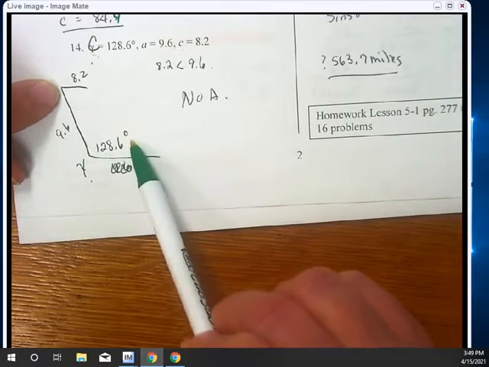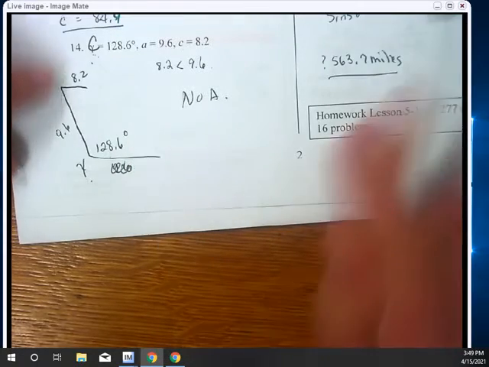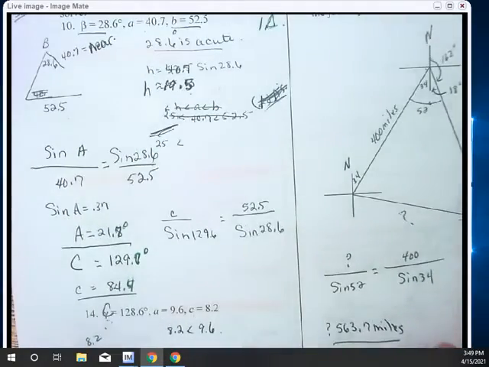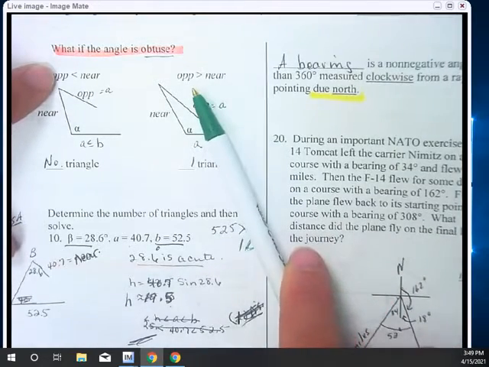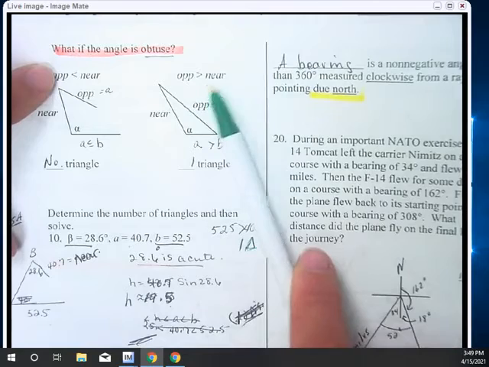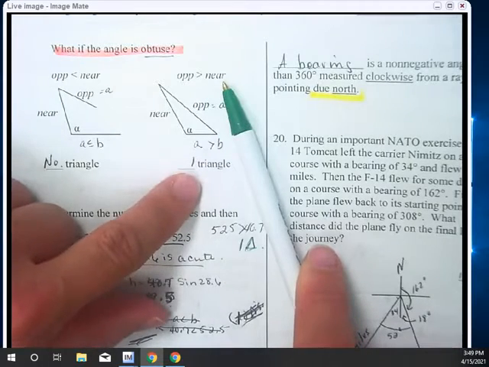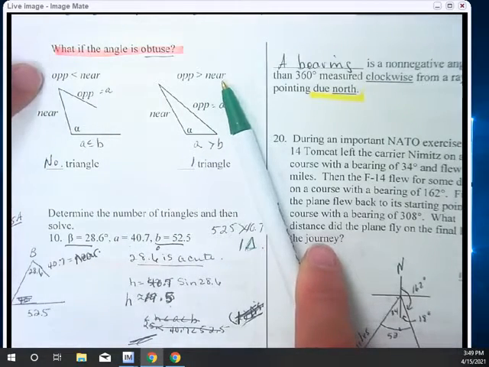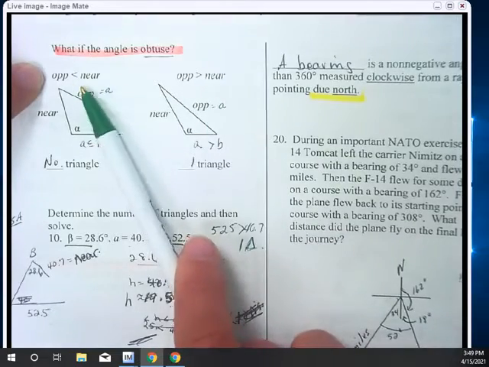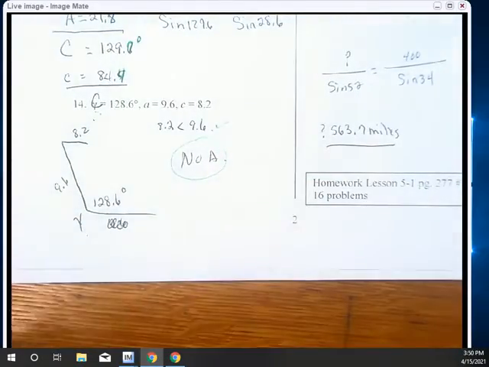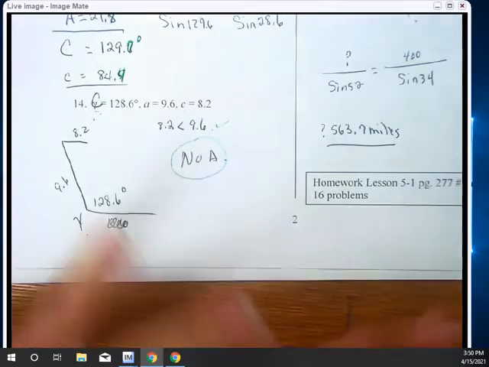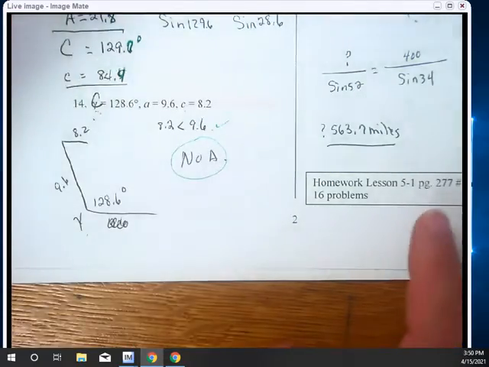Noticing that 128.6 is greater than 90, it is obtuse. I look back at my note cards and it says, with an obtuse angle, if the side opposite is greater than the nearer side, we have one triangle and can solve it. 8.2 is less than 9.6. Therefore, there is no triangle. We've checked. 8.2 is less than 9.6. We're finished. There's nothing to do in that case.